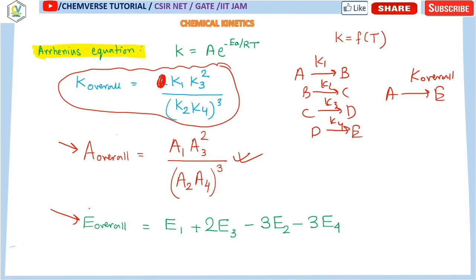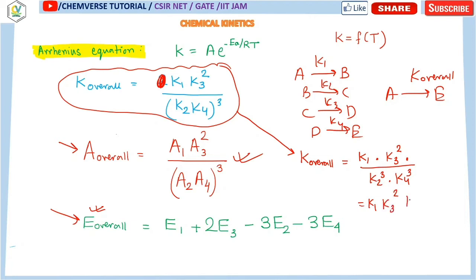Okay. Now in order to determine the overall activation energy, write the expression for the K overall in this manner. So this K overall is nothing but, now you are just ignoring the constant term, it is K1 into K3 square divided by K2 cube into K4 cube. You can write it in this way, K3 square and K2 to the power minus 3 and K4 to the power minus 3.